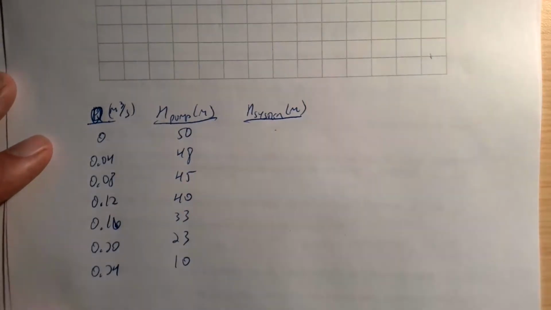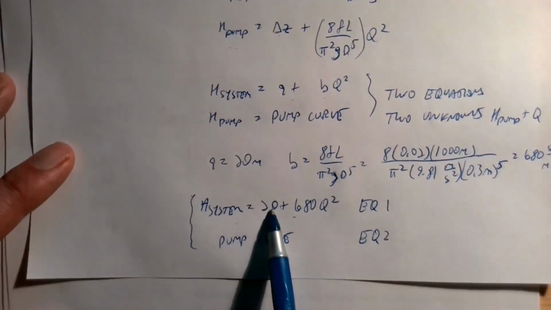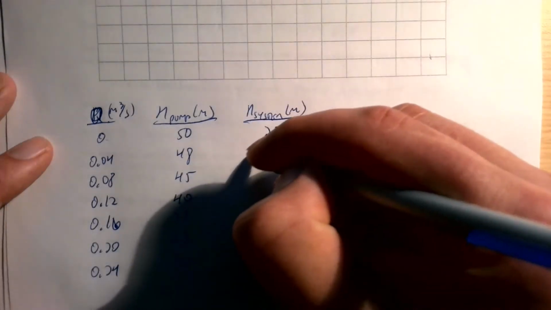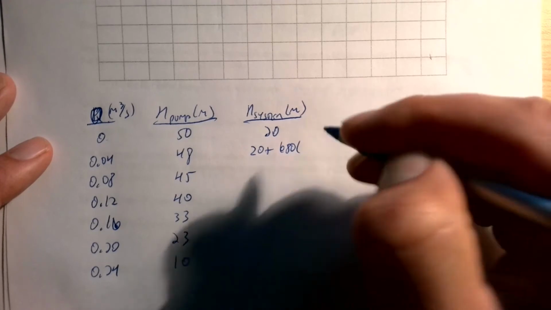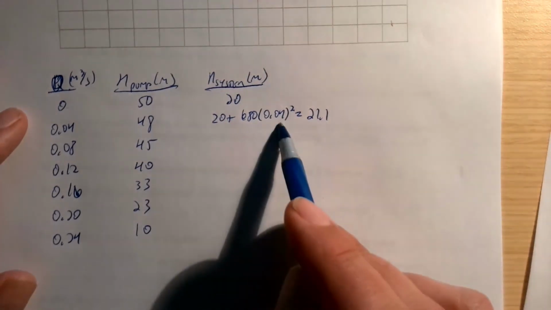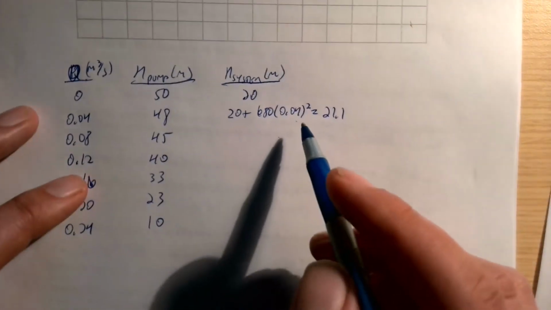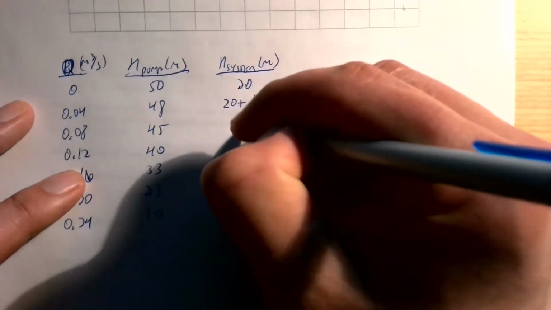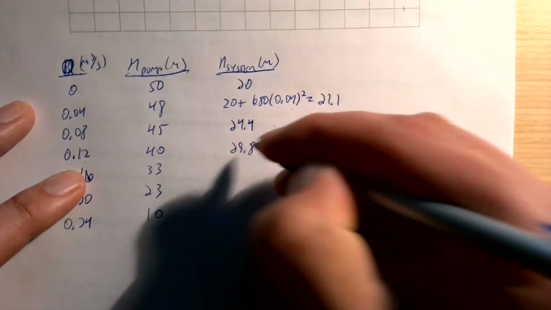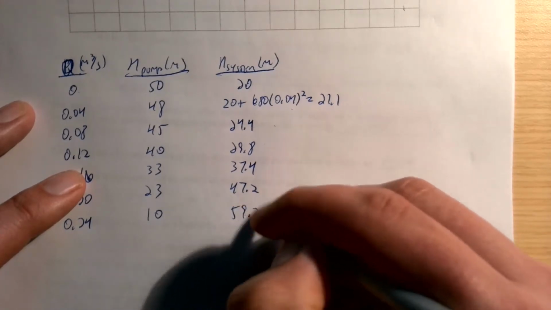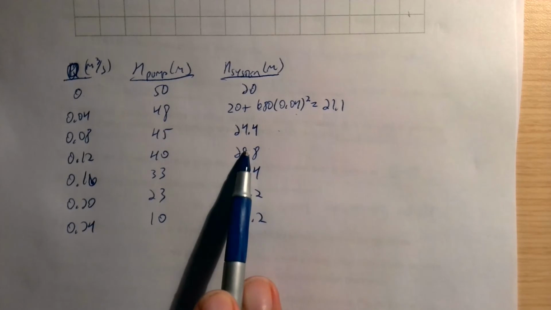So if Q is 0, here we get 20. That's our static head. And then if we plug in here 20 plus 680 times 0.04 squared, that is going to give us a value of 21.1. And then so on here, and it's the same thing with just 0.08 and so on. And so these values should be 24.4, 29.8, 37.4, 47.2, and 59.2. So you can kind of see here H system, the energy that it requires.